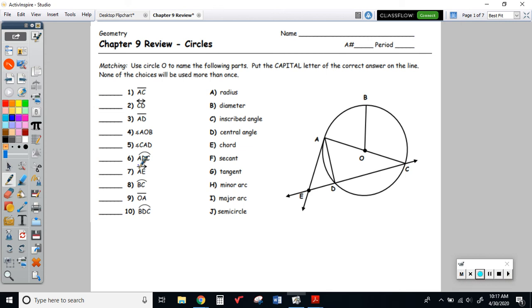So let's jump right into it. At this point, we are matching for the first 10. Use circle O to name the following parts. We're going to put a capital letter, the correct answer, on the line next to it here. None of the choices are going to be used more than once.